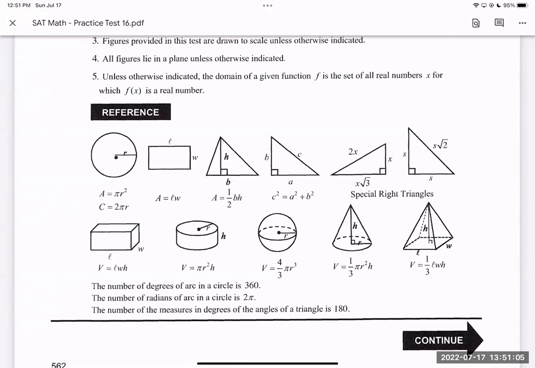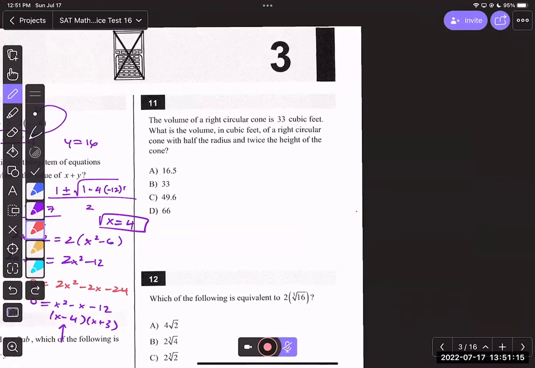So what is the formula here? 1/3 of pi r h, no, pi r squared h. Yeah, so 1/3 pi r squared h, right? So what we know is we've been told, okay, so 1/3 pi r squared h is equal to 33. Does that make sense so far?